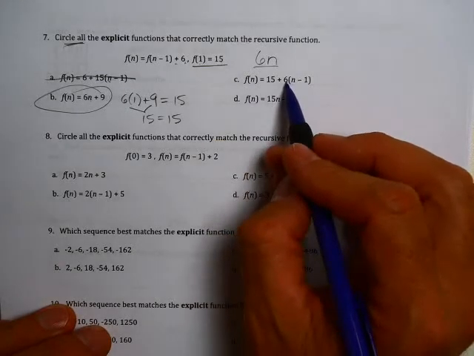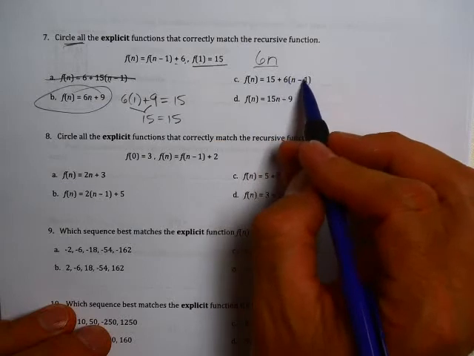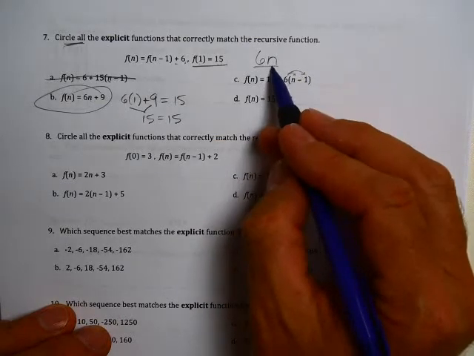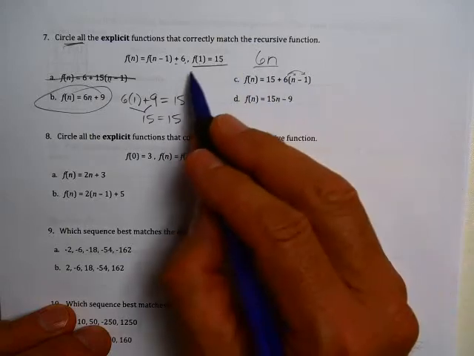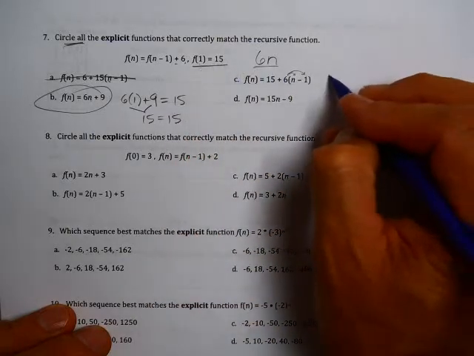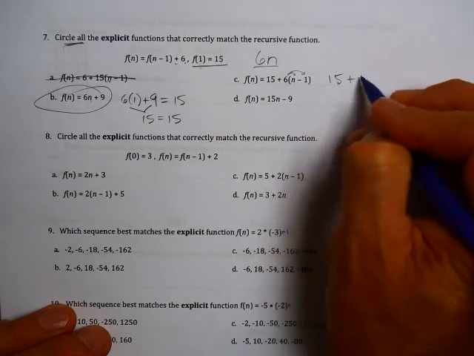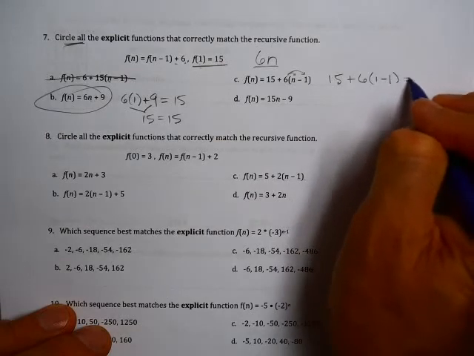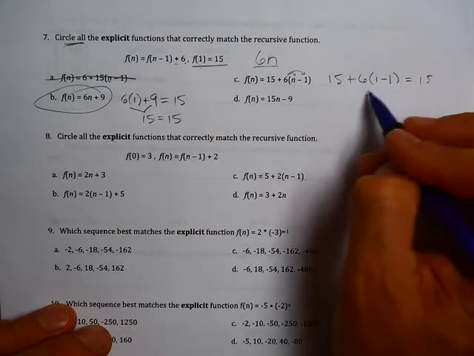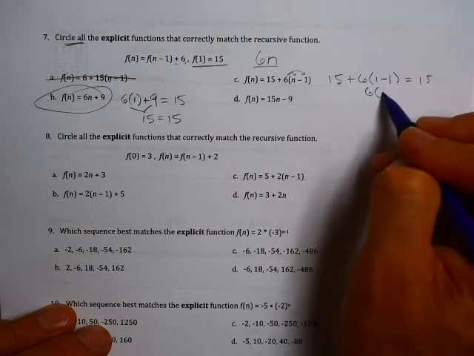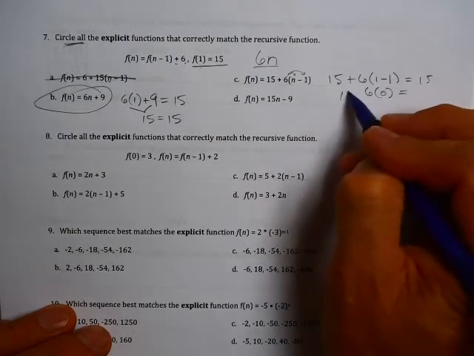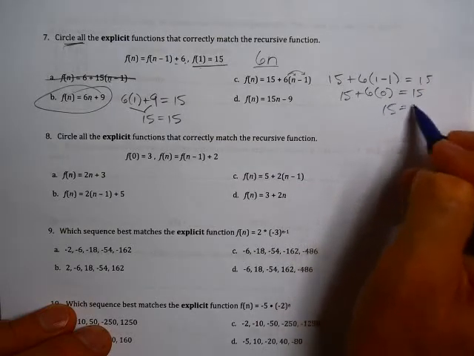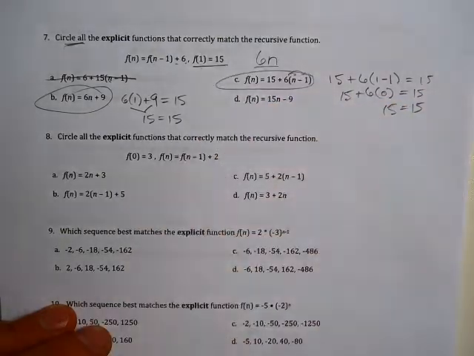C, if I distribute the 6, if I multiply the 6 times both of these terms, I'm going to have 6n. So let's try this one. If I put in 1, do I get 15? So is 15 plus 6 times 1 minus 1 equal to 15? Well, this becomes 6 times 0, which is 0, plus 15, and that does equal 15. So this is also an answer.